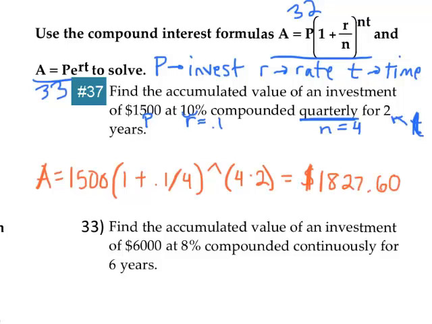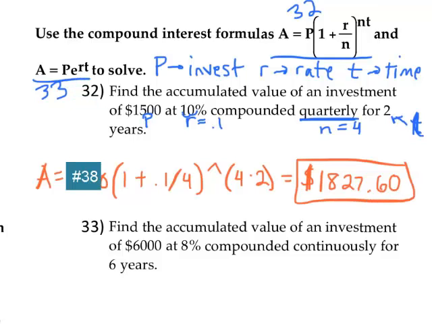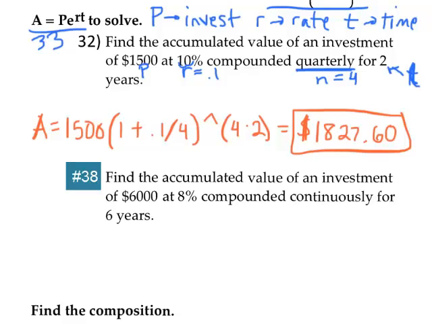So I get 18,027.60. We round this to 2 decimal places since it's money, and that's how many decimal places money generally has. Now 33, we're going to use the other formula because it says that we are compounding continuously. So that doesn't give us an N to put in. We have to use the E button.